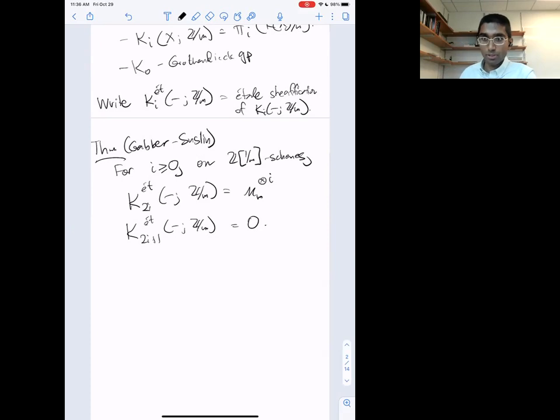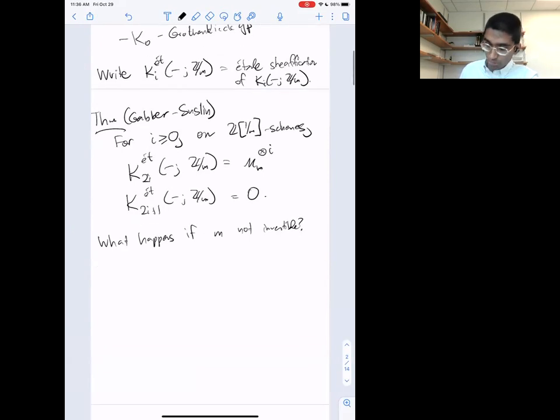Okay. So essentially what I wanted to talk about today is to explore analogs when m is not invertible. So what happens if m is not invertible? Already the second part fails for K_1.